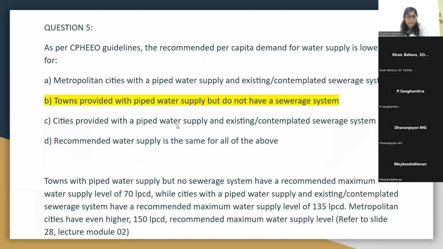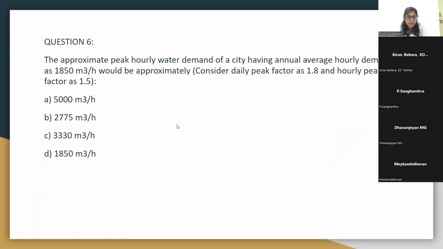Moving on to the next question. The approximate peak hourly water demand of a city having annual average hourly demand as 1850 meter cube per hour would be approximately. You have to consider the daily peak factor is 1.8 and hourly peak factor is 1.5. What will be the answer? Peak hourly water demand is what has been asked. Annual average hourly demand has been given. Take the peak factor, daily peak factor is 1.8, hourly peak factor is 1.5. What will be the answer?